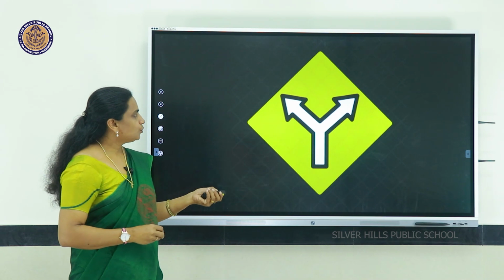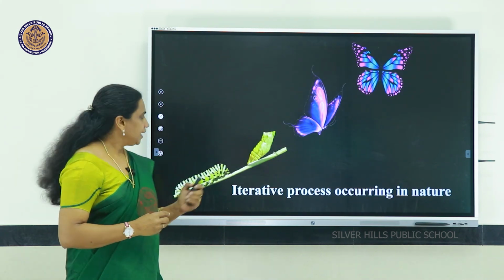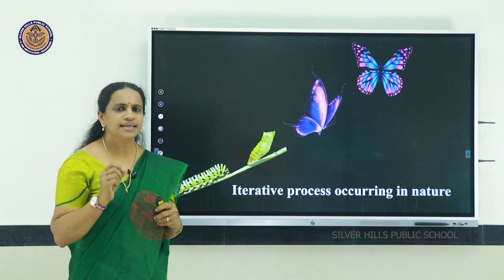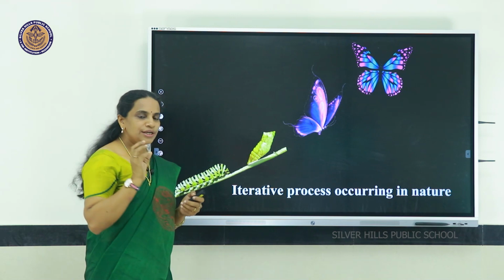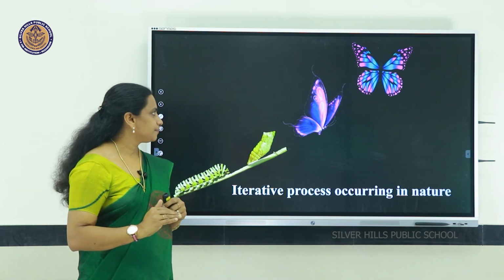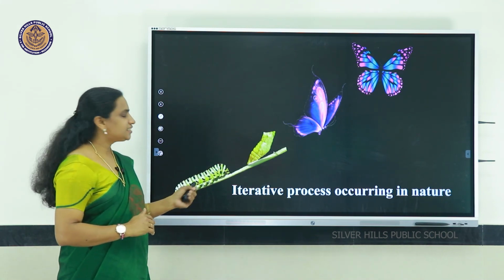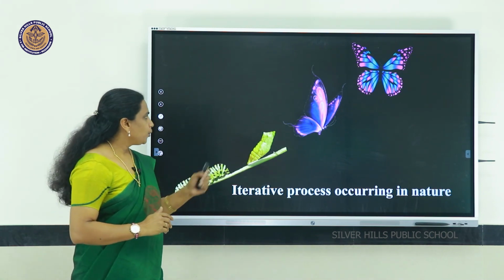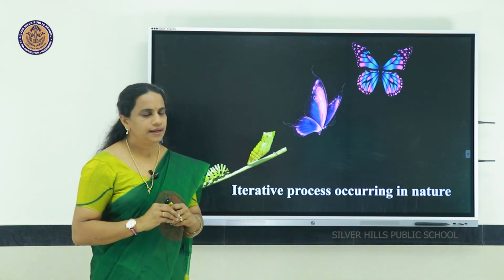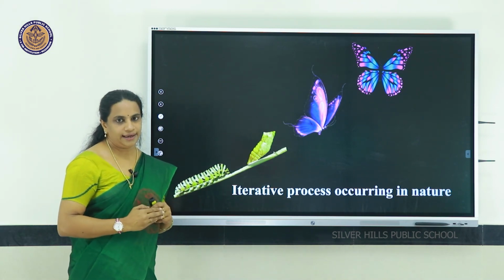Now we will move on to another beautiful picture. What is it? It is an iterative process occurring in nature. What is an iterative process? Iterative process means repetition of certain cycles. For example, this butterfly lays eggs, turns into a caterpillar, pupa, then matures as a beautiful butterfly. This cycle repeats by the butterfly laying eggs again.